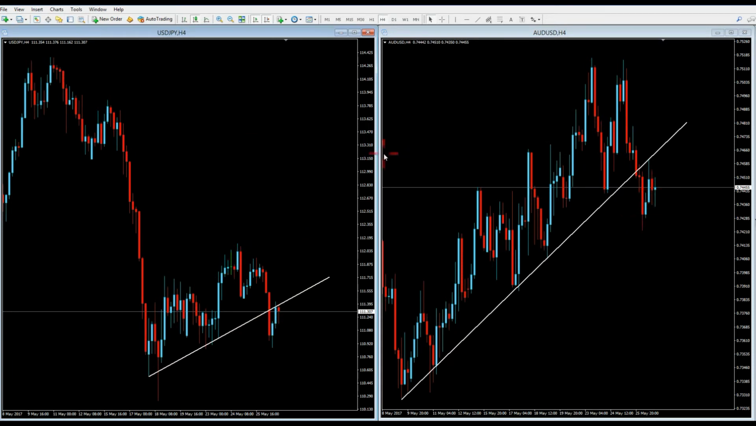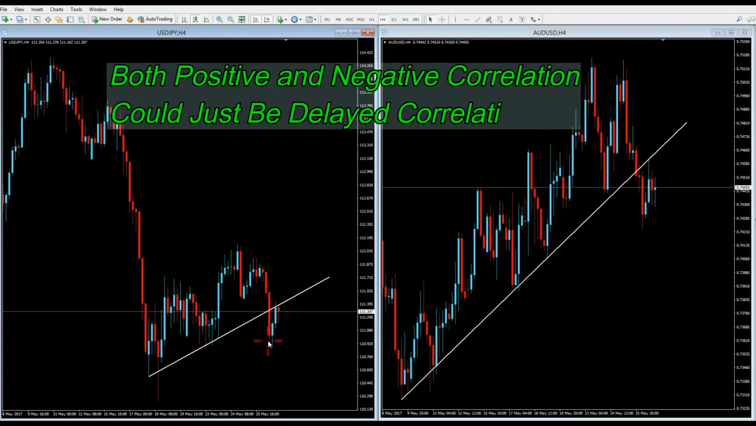So here we have actually, what you can see is that in a way, if you look at the delayed correlation, we would call that a positive correlation, because this one is doing what this one did just 8 hours ago. But also you would also have negative correlation at the same time, because when this was retracing back up to the line, this one was just breaking it. So you can see two assets can be both in negative and positive correlation.